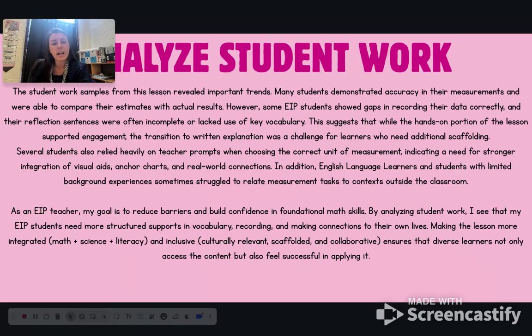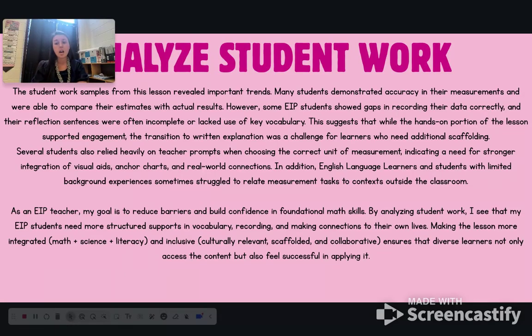Several students also relied heavily on teacher prompts and sentence starters when choosing the correct unit of measurement and writing that down. I did notice that some of my students were forgetting to put the units which they measured. For example, if they measured and it was 3 feet, they would just put 3. And so that's something that in the future I know that I need to emphasize more on, making sure that you put the units.